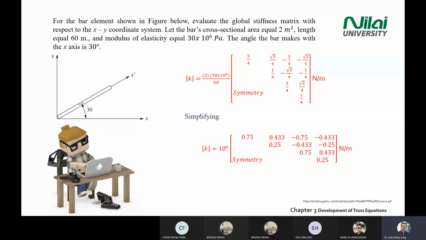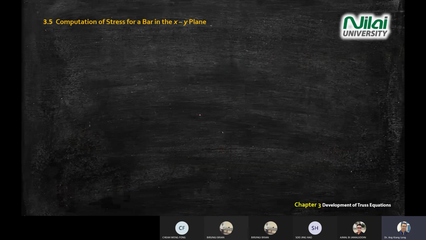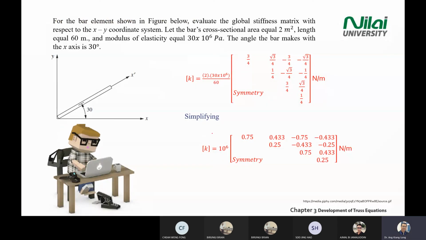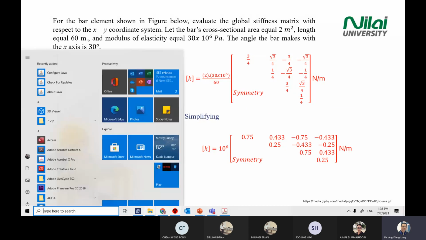Next class or next week, we will learn something new: how we take advantage of this K to find the missing forces inside the system. Okay, so I think we end the lecture here.